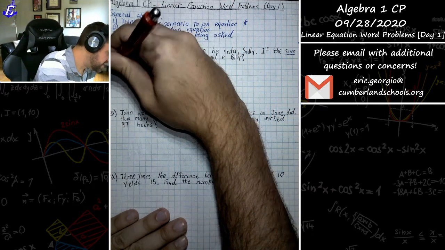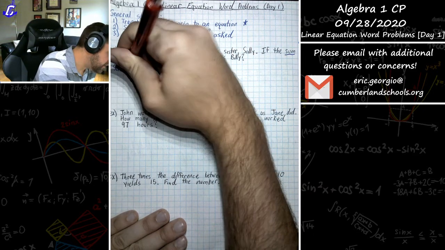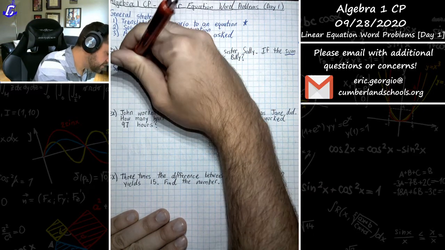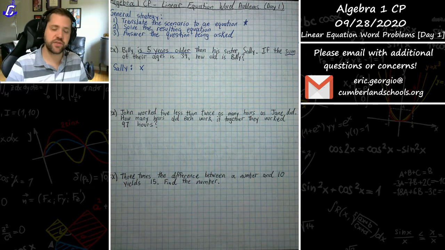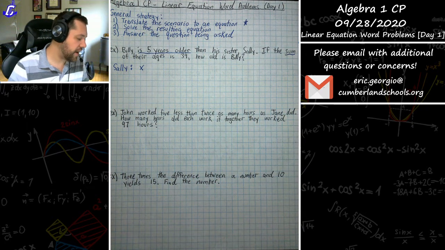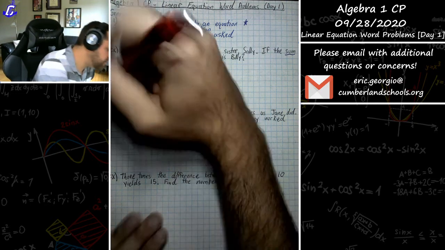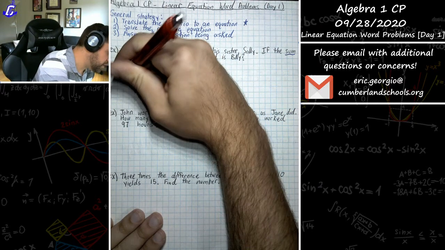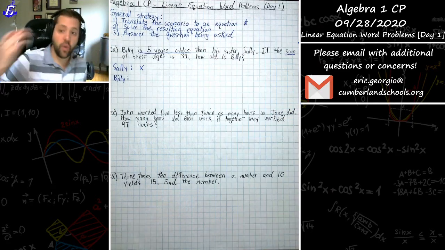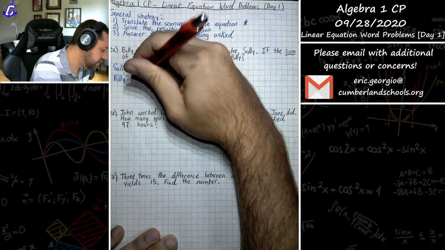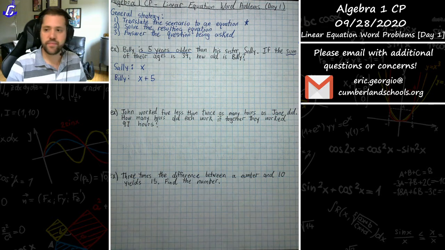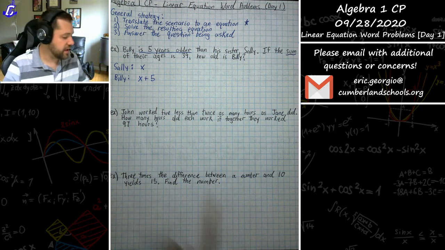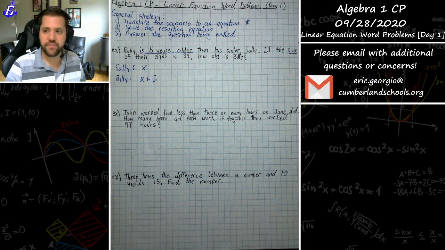So I would say that Sally's age can be represented by x, right? We don't know how old she is. You can use whatever letter you want, but x is usually the go-to. So I don't know how old Sally is, so I'm going to say x, but I do know that Billy is 5 years older. So 5 years older means 5 more years, so we're going to write Billy's age as x plus 5. Do you see that? Because 5 years older would mean take Sally's age and add 5.